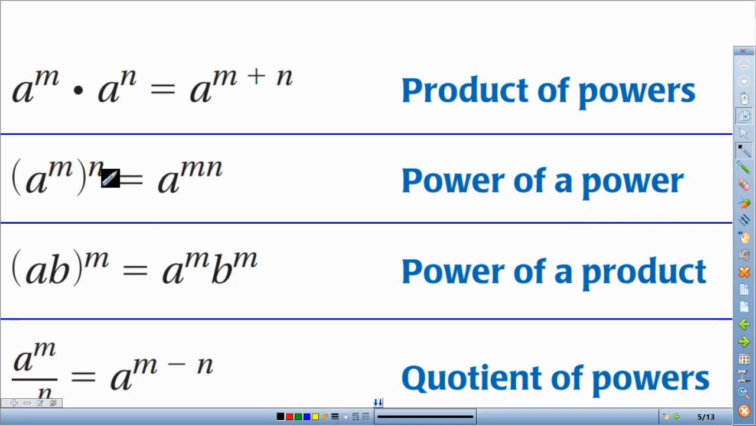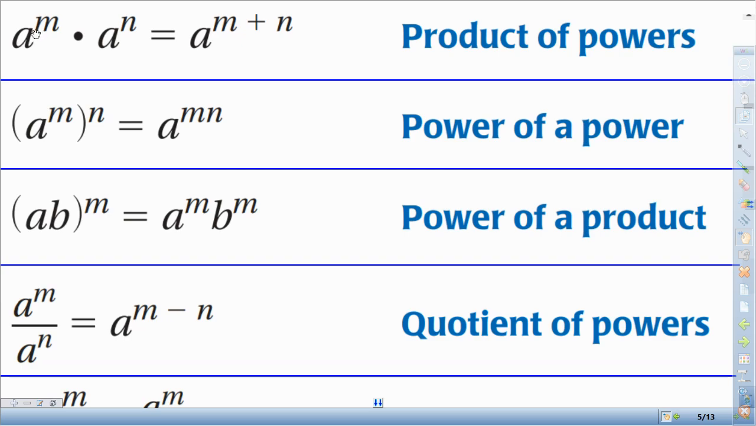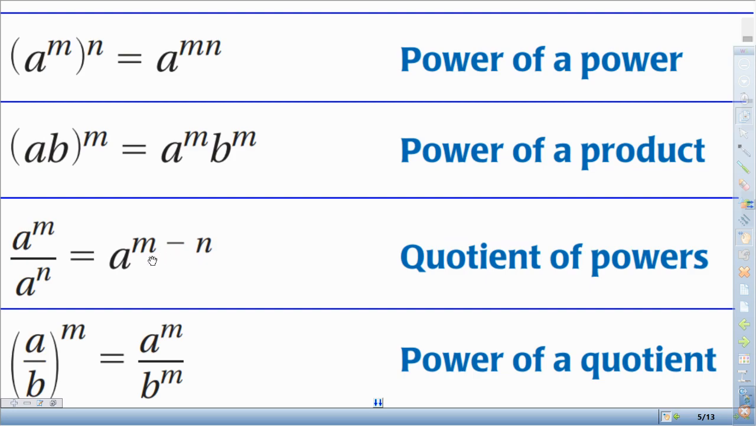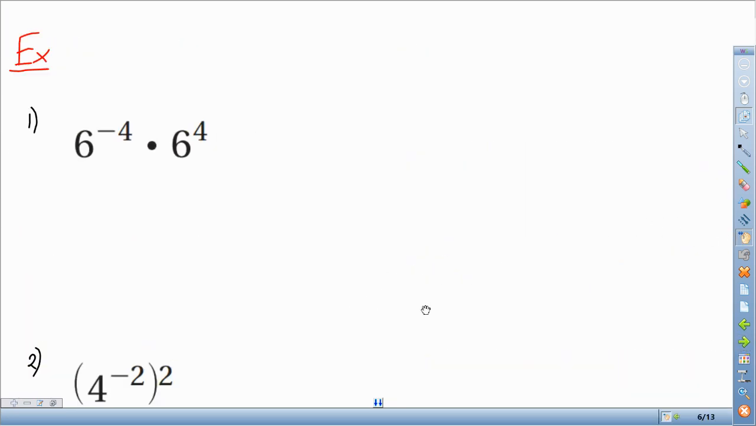Real quick here, this isn't anything new. I just want to remind you of the stuff that we've learned so far, where we add our exponents if we have the same base being multiplied, power of a power, multiply, power of a product, apply to everything inside. Quotient powers, this says subtraction, but again, I want you guys to think of it as canceling. Same thing here, power of a quotient gets applied to everything, the top and the bottom. So that's just a quick review because we're going to be using these rules on the following problems as well as our new rules. Everything's kind of getting piled on from here on out.